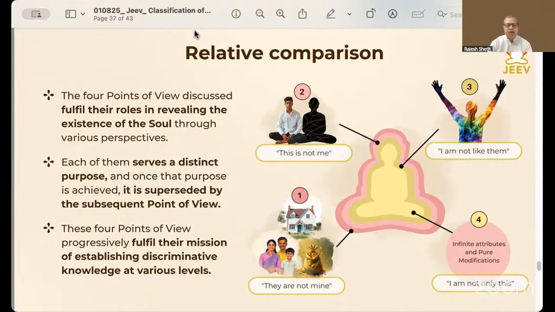So number 1, they are not mine. So what is not mine, Rajeshri ji? Nothing is mine, sir. Except my soul. Nothing is mine. Very good. So number 1 was considering what to be mine? Number one said my house, my family, my children. Very good.